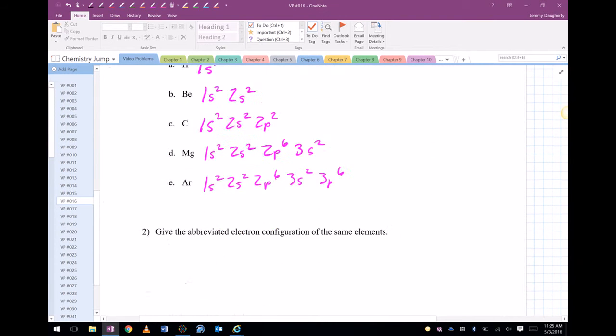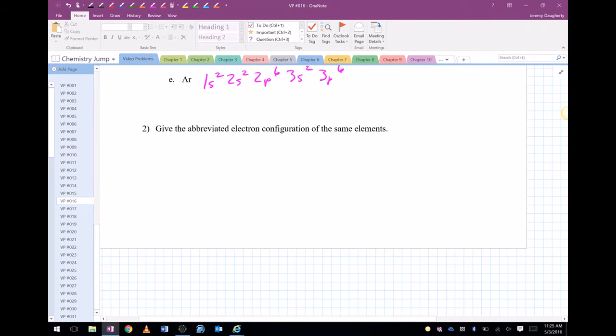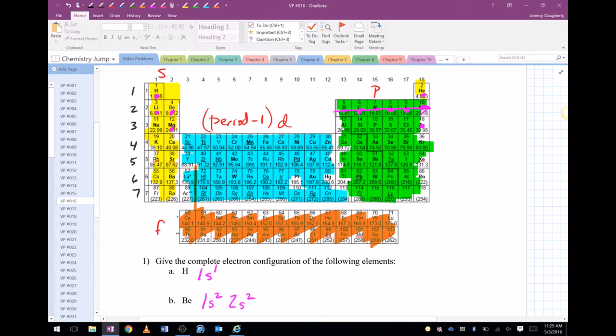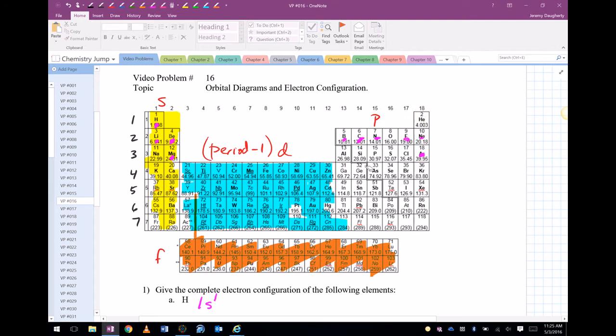Alright. Now the next question is, give the abbreviated electron configuration of the same elements. This could also be the noble gas configuration. Okay. It's better to think of it as the abbreviated configuration because we're getting away from the idea that the noble gas is special. We don't like to use the term noble gas to explain things. I mean, noble gases are just fine, but to explain it because it's a noble gas is bad.